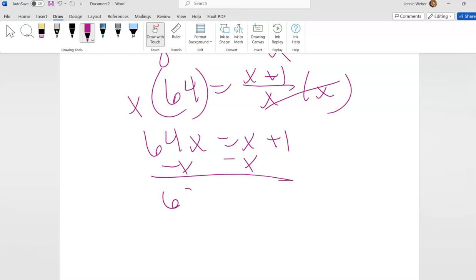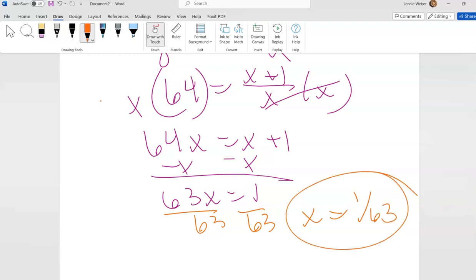So then I have 63x equals 1. Okay? And then my last step is just divide by 63. So then x equals 1 over 63. So then this is my answer. And I can always check it if I wanted to.